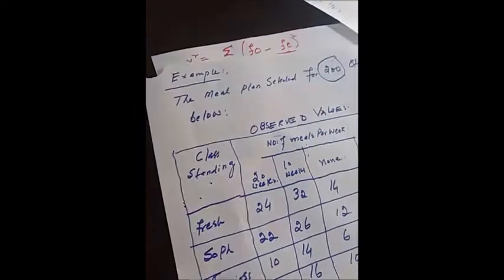To apply the formula, the general formula for the test of independence: chi square is equal to the sum of all cells of (observed frequency minus expected frequency) all squared, divided by the expected frequency.